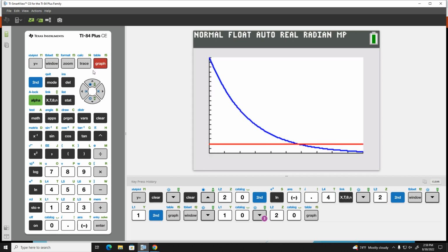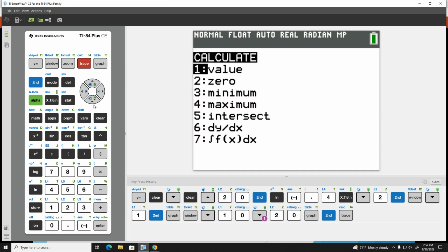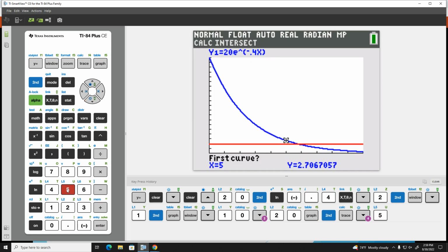I'll take a look at the graph. All right. So the blue line was the equation, which is the number of milligrams, which I saw was dropping. The red line is the line at 2, and where they meet is that breaking point between when it's effective and when it's not. So in order to find that point where they meet, I'm going to use my calculator. I'm going to use second and the trace button, and I will choose option number 5 to find the intersection. I'll hit enter for first curve, enter for second curve, enter for guess, and I get an answer of 5.756. And there's more decimals there, but I'll round to 3 decimal places.